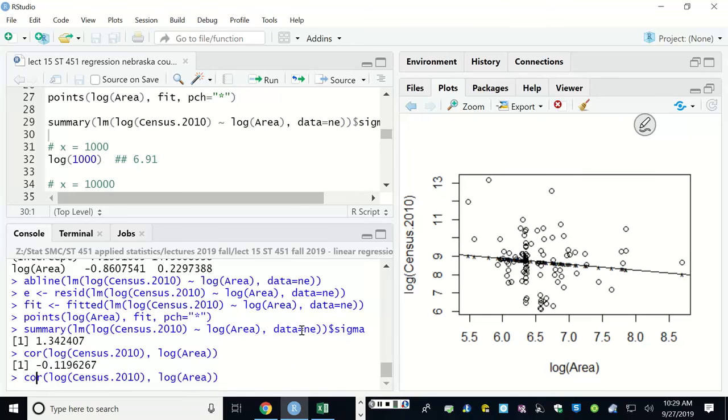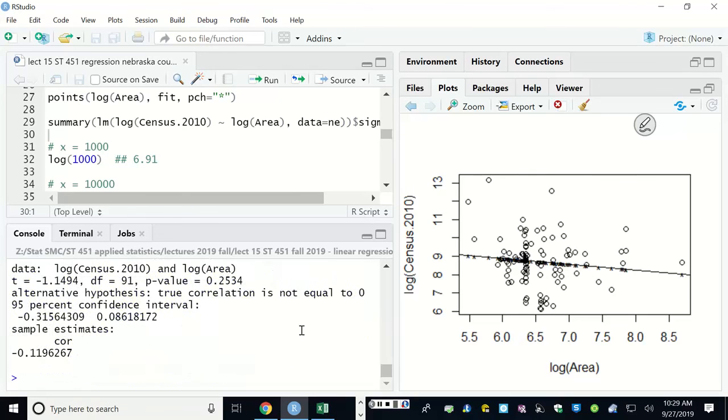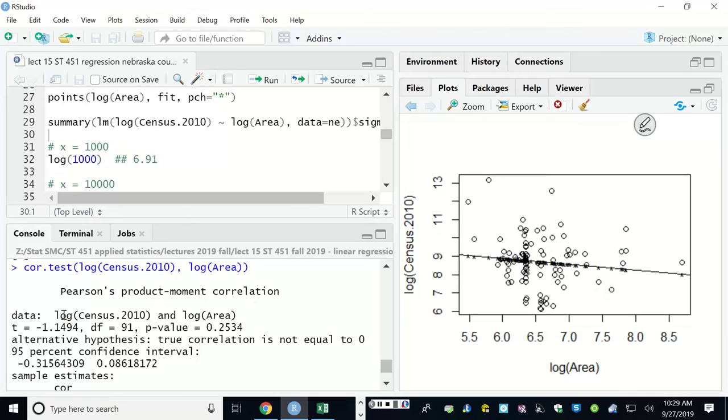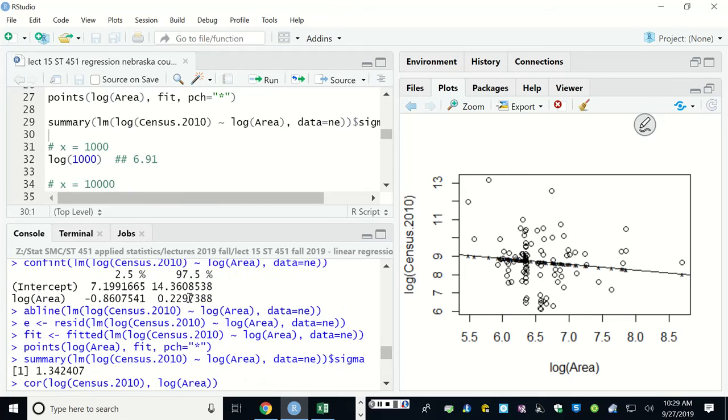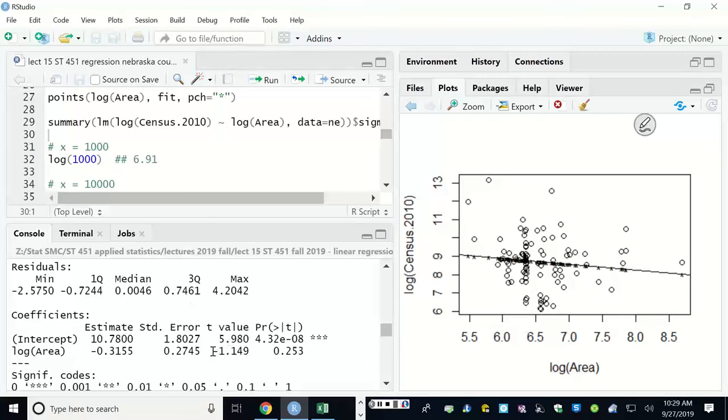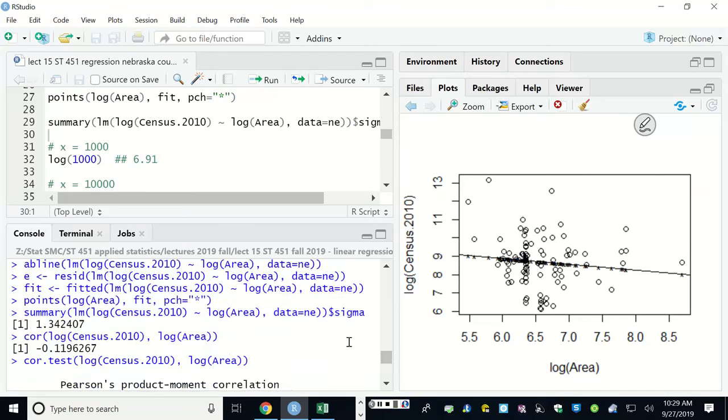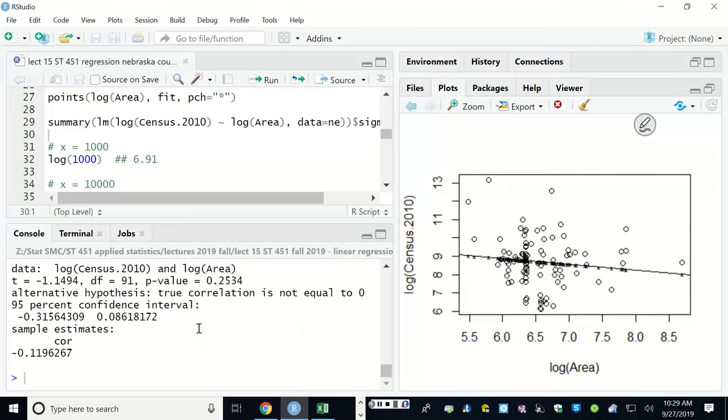So cor.test. If you tested that, it gives a t-value of negative 1.1415. That's actually the same t-value we had up here. They'll give you the same value. There's only one predictor for correlation. It's all about linearity. Slope of 0, correlation of 0. Same p-value. The confidence interval for correlation includes 0, so it might not be related.